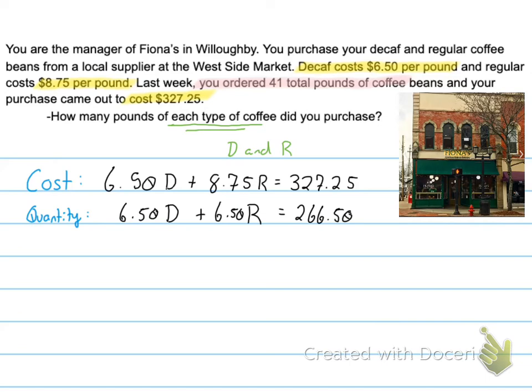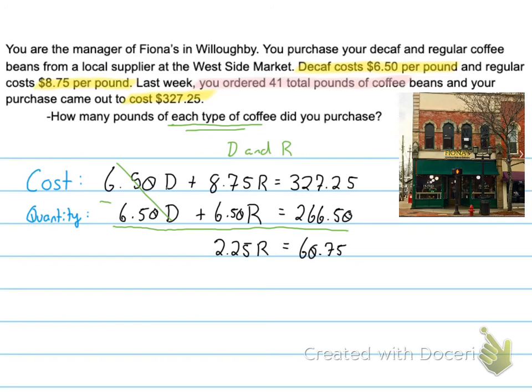From here, my D's match up. They have the same sign. So again, I'm going to subtract. They eliminate out of the equation entirely. And then I kind of combine everything else. 8.75 minus 6.5 gives me 2.25R equals, on the other side, 60.75.